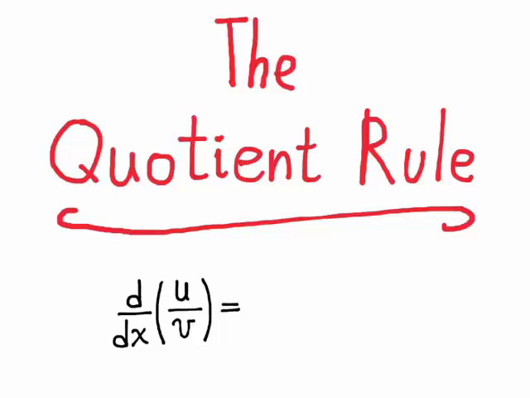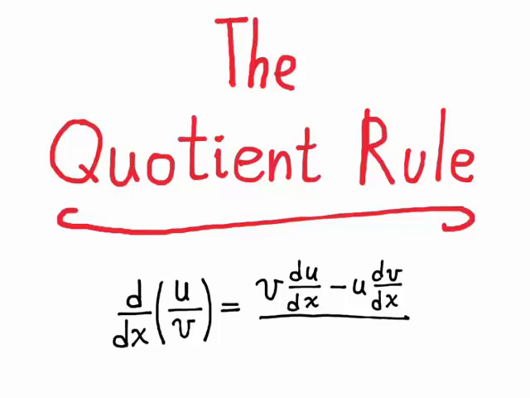The quotient rule says you take the denominator multiplied by the derivative of the numerator, you subtract the numerator times the derivative of the denominator, and the whole thing gets divided by the denominator squared. That's the form for the quotient rule.